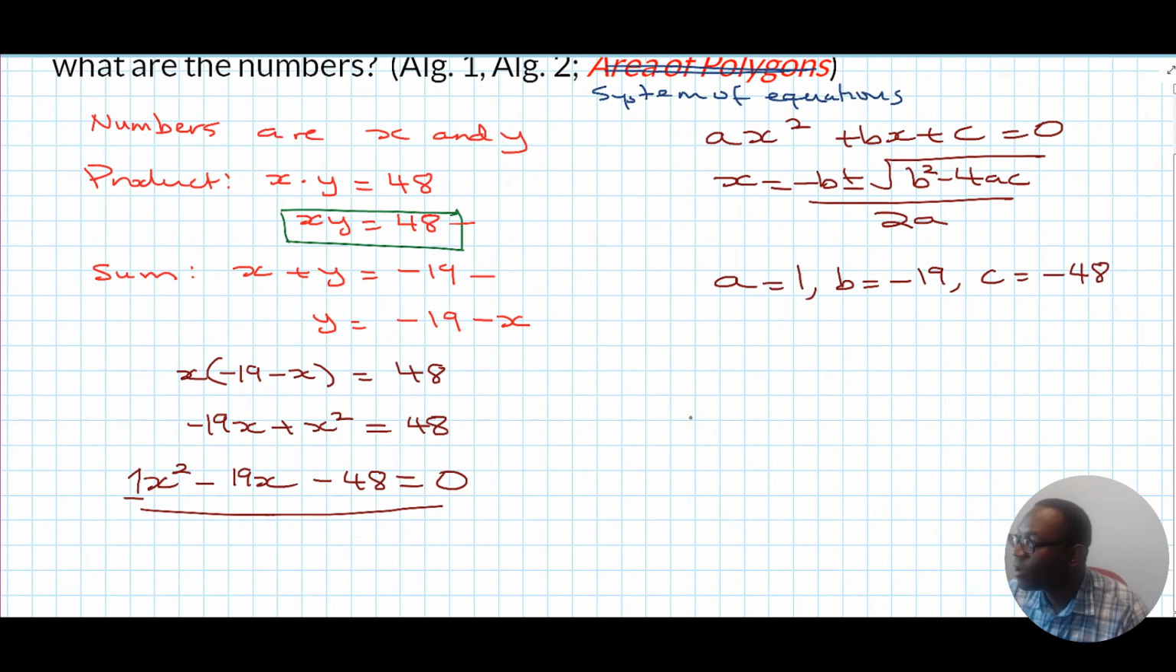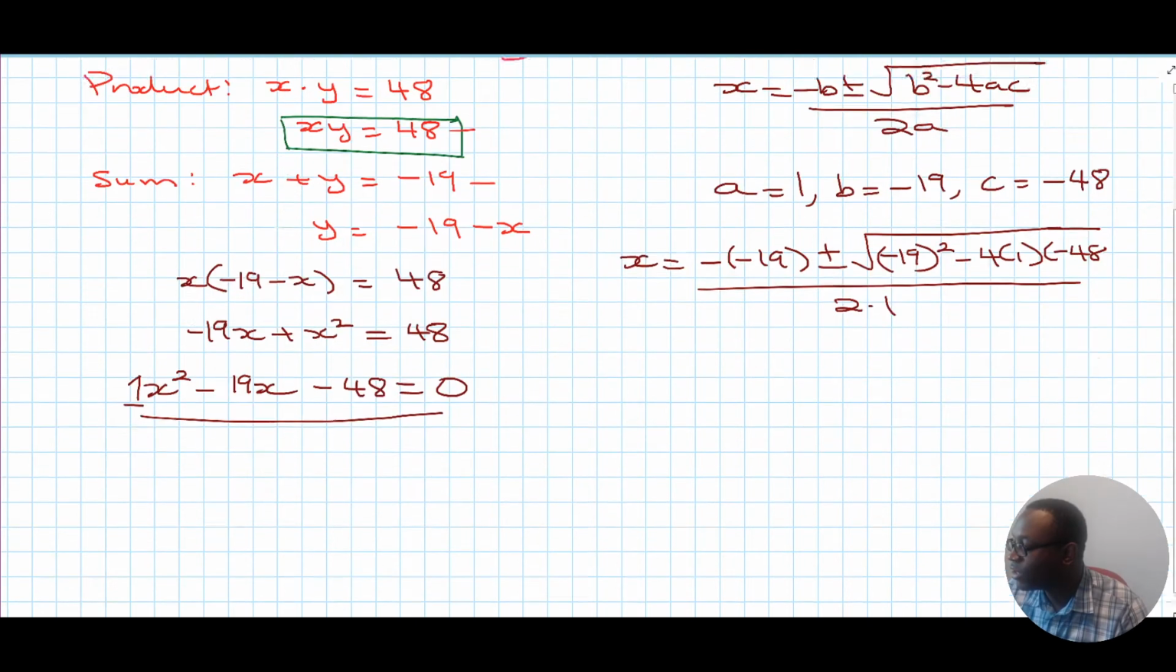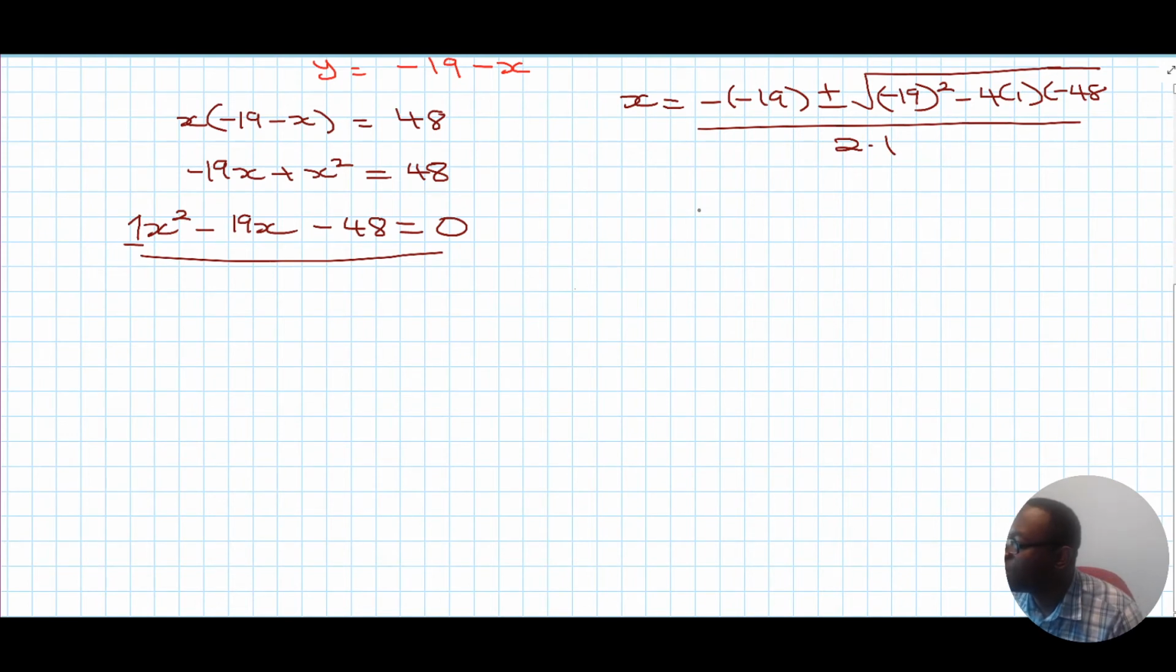So now we're going to go ahead and substitute these values into the equation. So x is going to be negative b, which is negative 19, plus or minus the square root of b squared, which is negative 19 squared, minus 4. A is 1, c is negative 48. And we're going to divide this by 2 multiplied by 1. So that's the setup of the equation here. And so the next step is to simplify. So negative 19 is going to be positive 19 plus or minus 19 squared.